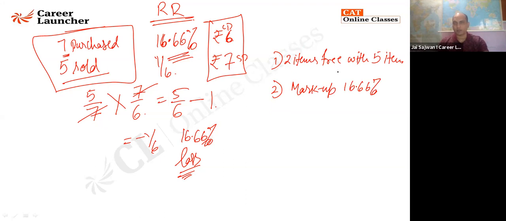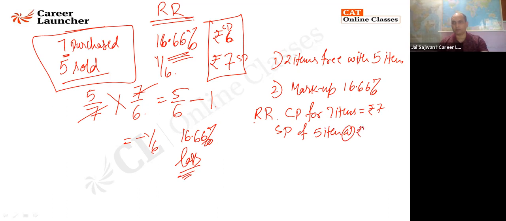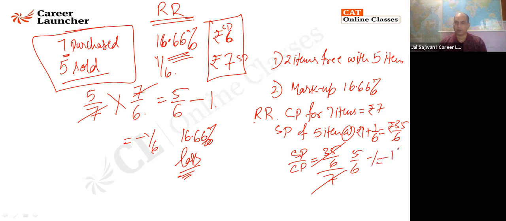So let's talk about one item purchased at 1 rupee. Reliance Retail's cost price for 7 items comes out to be 7 rupees. The selling price of 5 items is at the rate of 1 rupee plus 1 by 6. The price increases by 1 by 6, that is 35 by 6 is the selling price. So SP upon CP is what I need to find out. 35 by 6 upon 7, 7 5s are 5 by 6. Don't forget to separate 1 from it. Minus 1 by 6, it is 16.66% of loss.